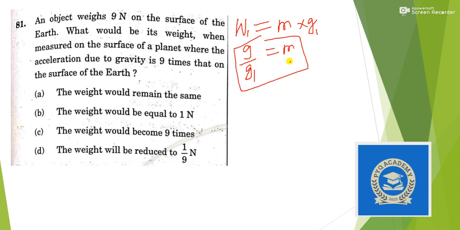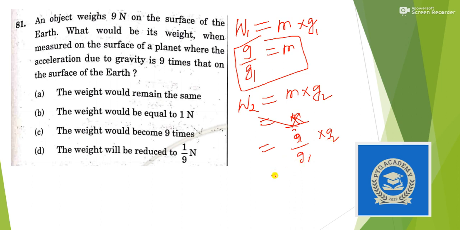Then in the second case, it is given that there is another planet. So what will be the weight? Let's take weight as w2, mass remains the same, and g will change, it will be g2. So we can substitute the mass here. In place of m, we can write 9 by g1. Okay, 9 by g1 into g2.